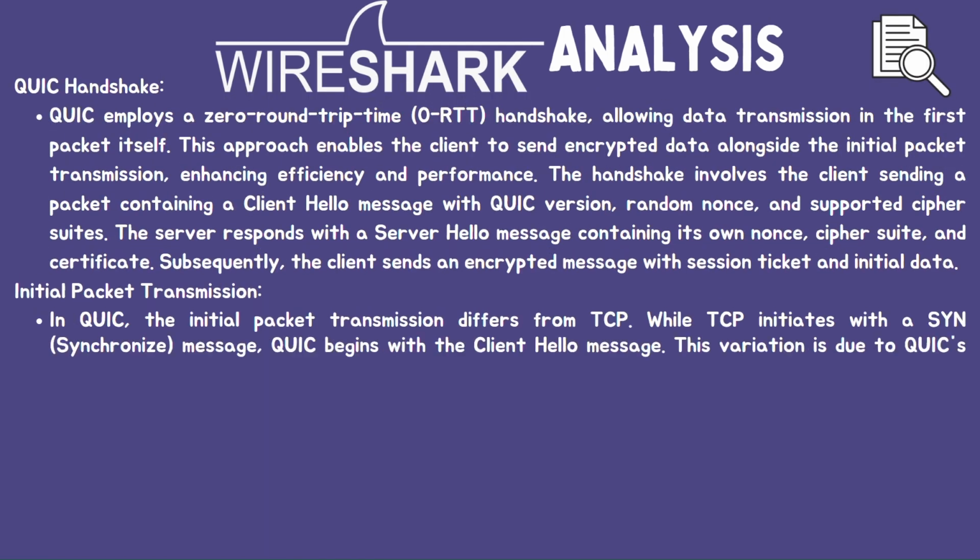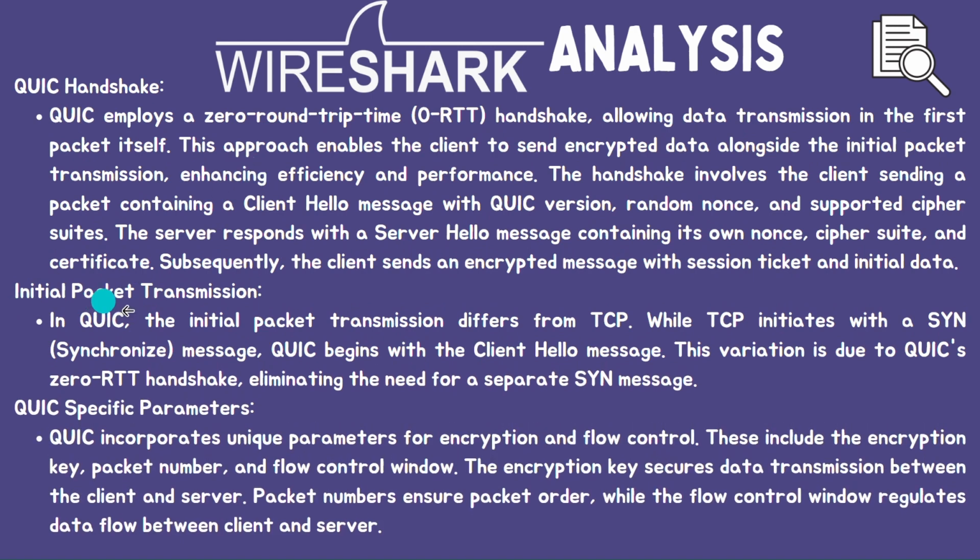Now let's move on to the initial packet transmission. As you can see, the initial packet transmission is different from that in TCP. In TCP, the initial packet contains the SYN message or the single ACK message, whereas in QUIC, the initial packet of the client contains this difference. This is due to the fact that QUIC uses a zero round-trip time handshake, which eliminates the need for a separate synchronized message.